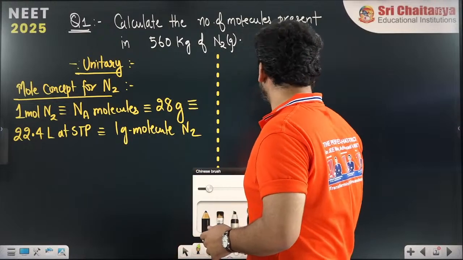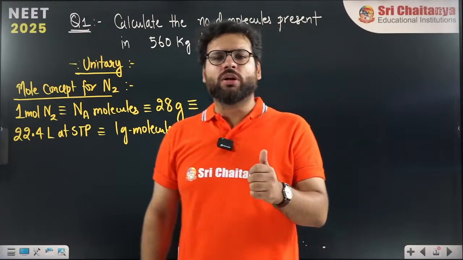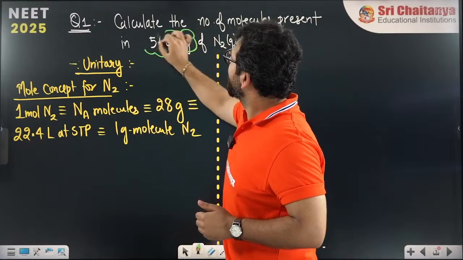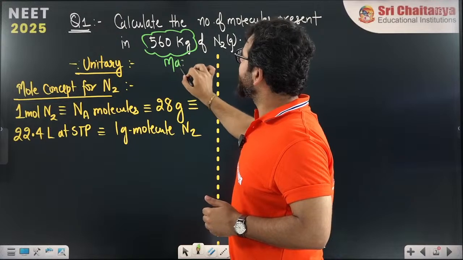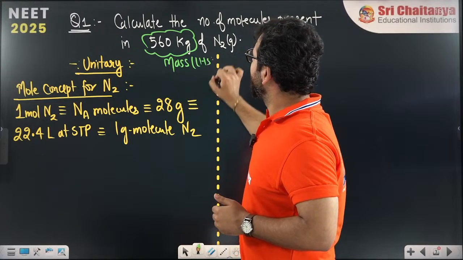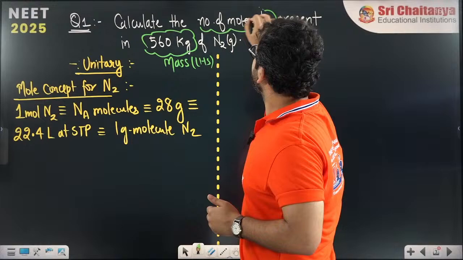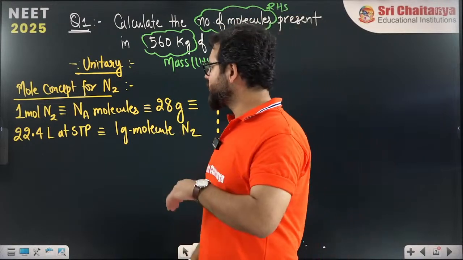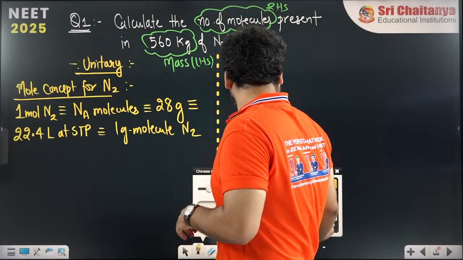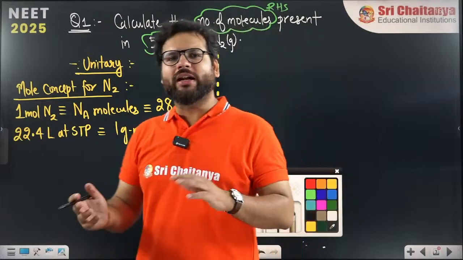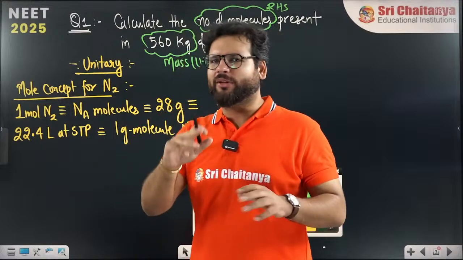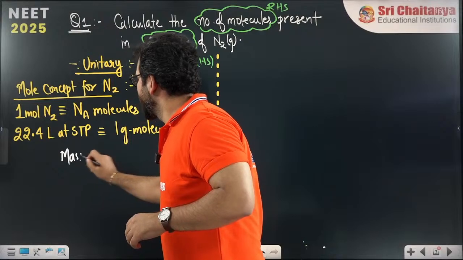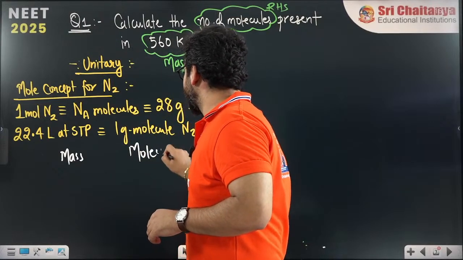So I told you for unitary method, whatever is known, you will keep it on left hand side. What is known? Mass is known. So I'll keep the mass on left hand side and the molecules on right hand side. Or if you don't want to be confused with left side or right side, you can keep it anywhere and cross multiply. So I'll keep, let's say, mass here and molecule data here.